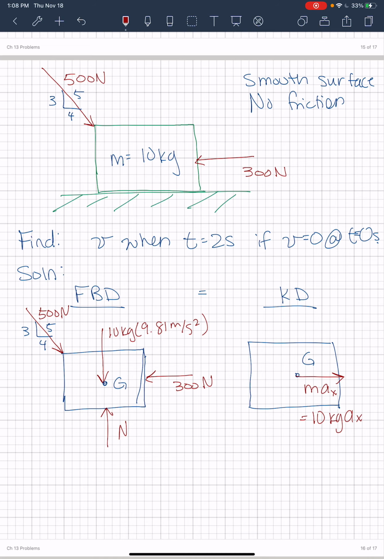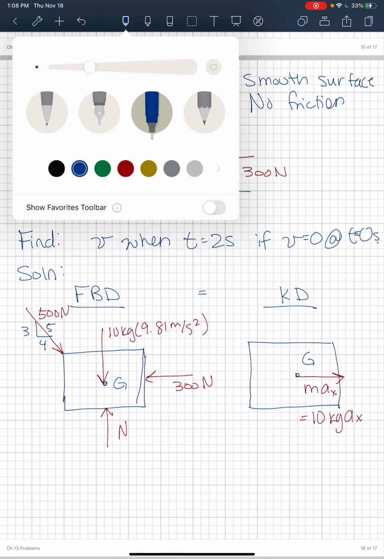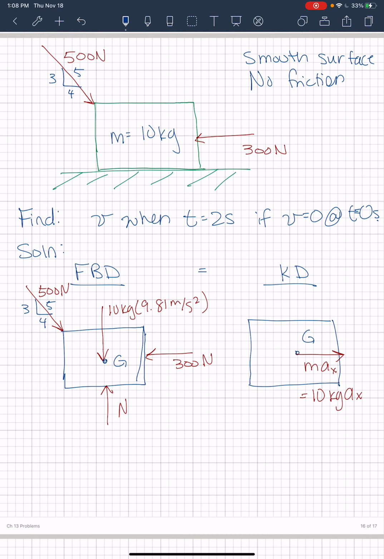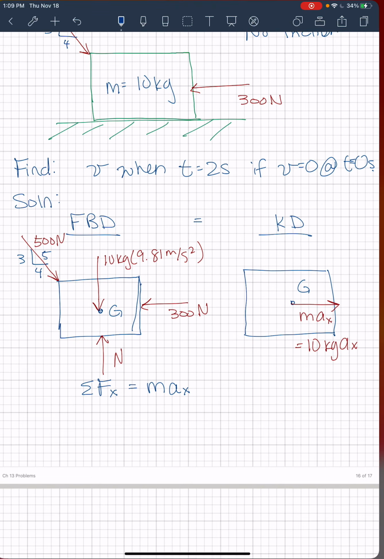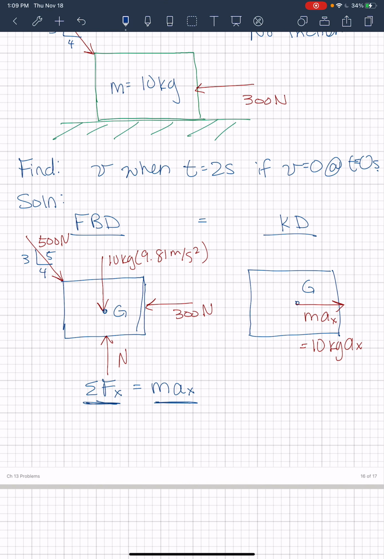And we want to find that velocity of the block. So now that we have this drawn out, we're interested in the velocity. So if we find the acceleration of the block, then we can find the velocity, because we know those relations. So if we sum the forces in the x direction, that's going to equal the mass times the acceleration in the x direction. So the free body diagram is on the left, that sum of the force in the x, and then m times a sub x is on the right side from the kinetic diagram.